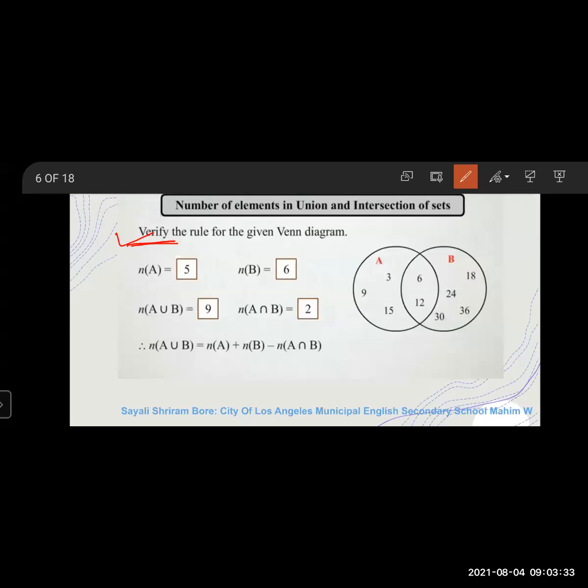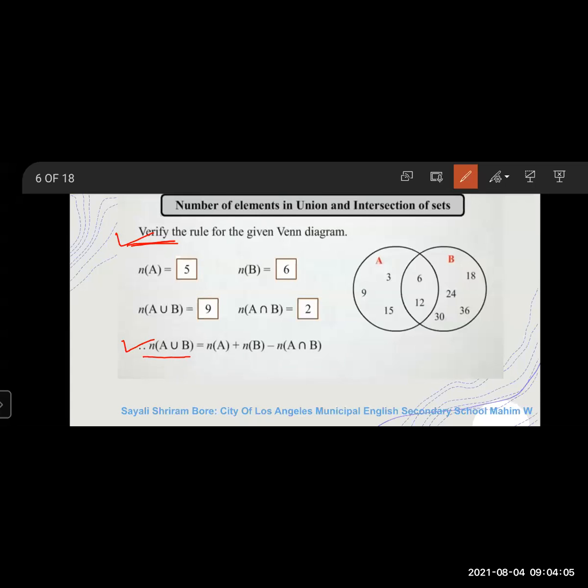Now this particular formula is already given in the textbook, so you have to remember it. How to remember? One trick I will tell you: all of you know that the union is the biggest set among all. Union means all the elements written all together. So that union will always be on your left hand side. Here there are two sets, A and B, so it will be A union B.